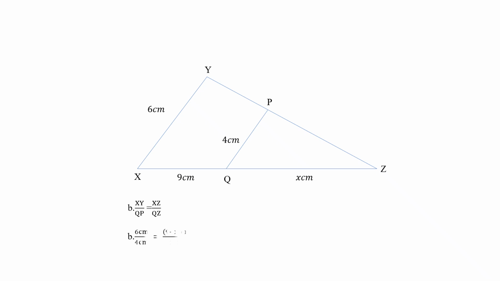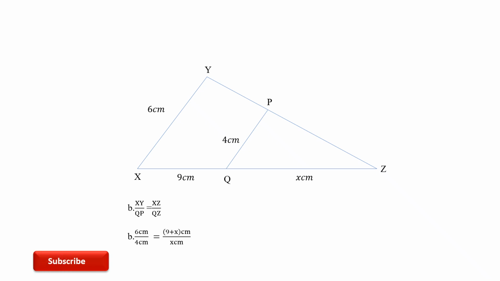So to solve for that, we have 6 centimeters for XY and 4 centimeters for QP, then 9 plus x centimeters for XZ, because this is running from this point to that point, combining QZ and XQ. So XZ is equal to XQ plus QZ. That is why I wrote 9 plus x there. Then QZ is x centimeters, it is given. So this is now simple. It's now an equation. We now solve for x.